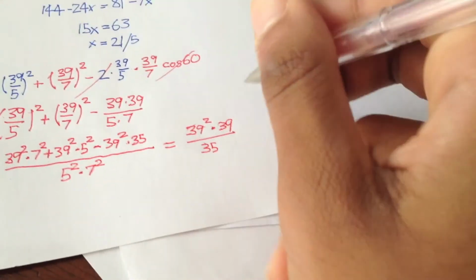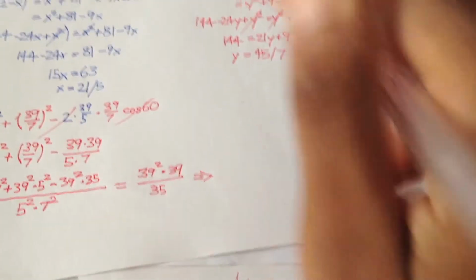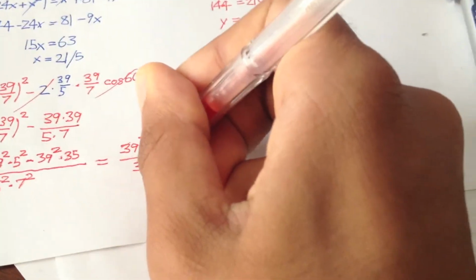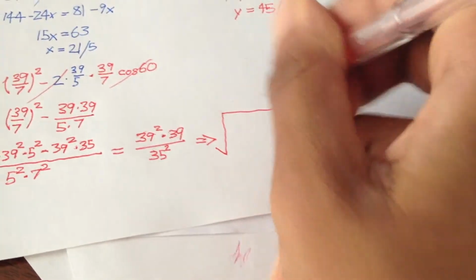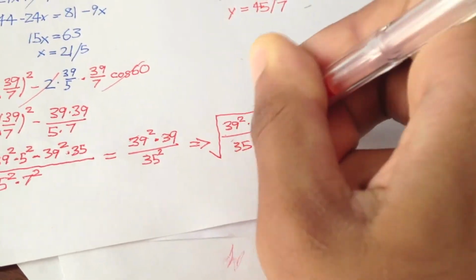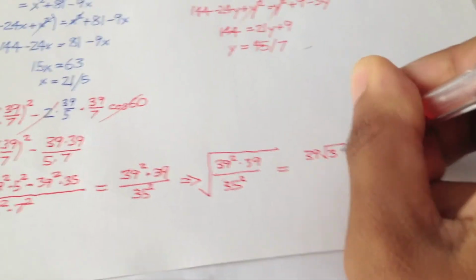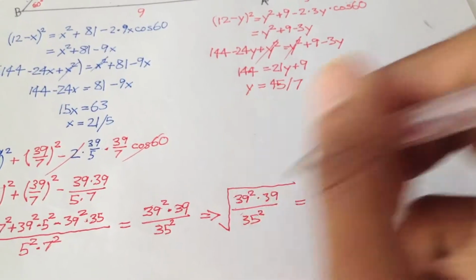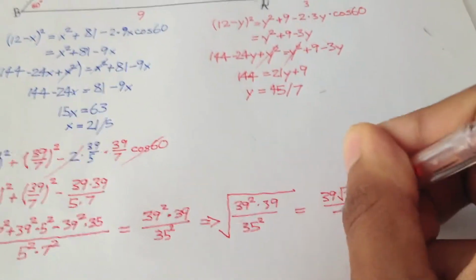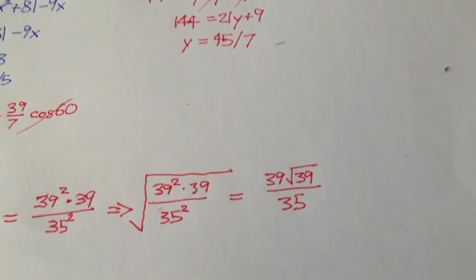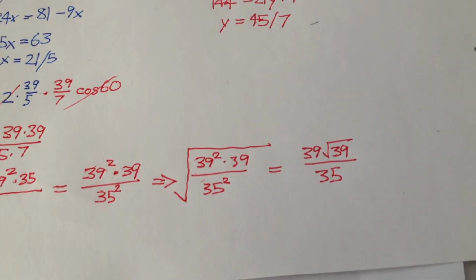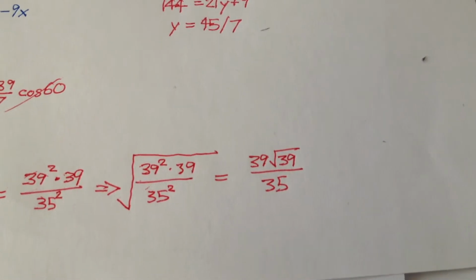Now we actually have to take the square root of this. So, this should actually be squared: we get 39 squared times 39 over 35 squared. When we simplify this, we get 39 root 39, because we have a cubed here. The square just goes away, but this 39 stays inside the radicand, and then over 35. And our answer was supposed to be in the form m root p over n.